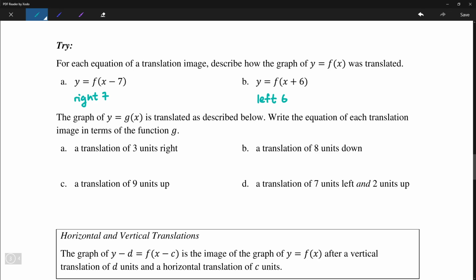Okay, and finally, if we are given the translations instead, we want to write y equals g of x after the transformation. Let's do this quickly here. 3 units to the right, so that would be y equals g of x minus 3. Second one, 8 units down, so y equals g of x and then minus 8. 9 units up, y equals g of x and then plus 9.